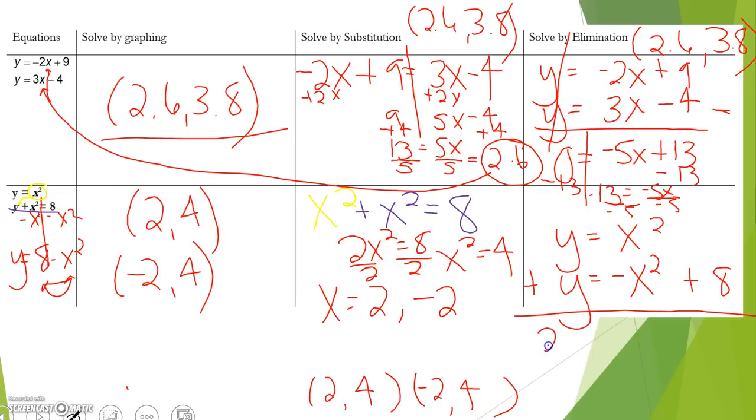When I add down, I get 2y. The x's cancel, and I bring down the 8. So then my y value is 4. And then when I plug 4 into one of the equations for a y, I have 4 equaling x squared. I plugged it into that first equation, and that takes us back to the same spot as before. Two things make x squared equal 4, and that's 2 and negative 2. So those are my two answers.